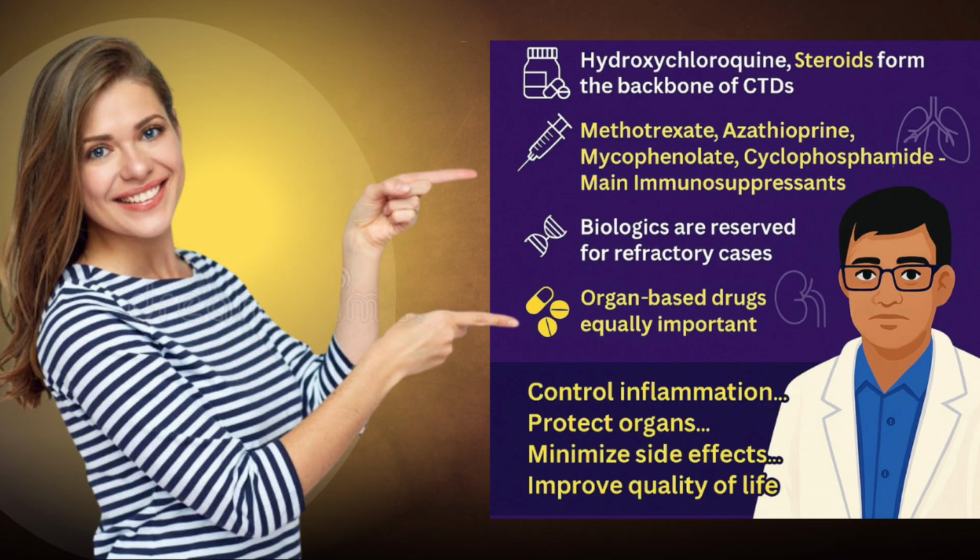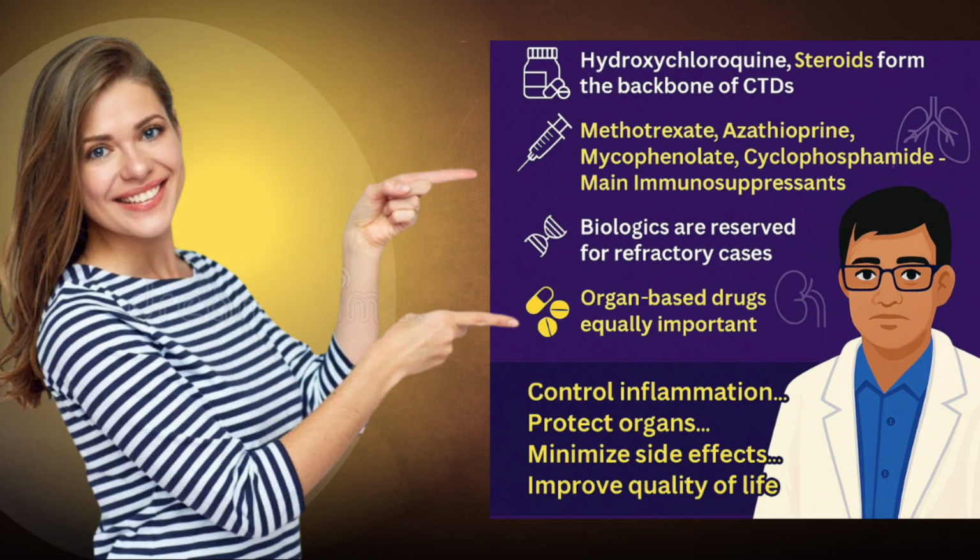Immunosuppressants are added to spare steroids: azathioprine for maintenance, mycophenolate for nephritis, cyclophosphamide for life-threatening disease like CNS lupus. And finally, biologics like belimumab or rituximab are used in resistant cases.